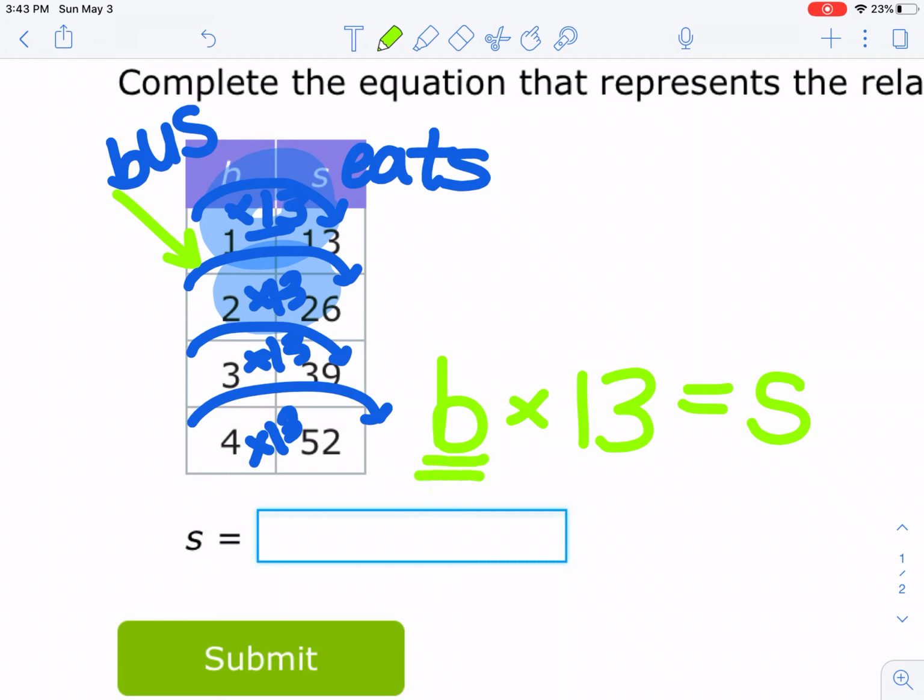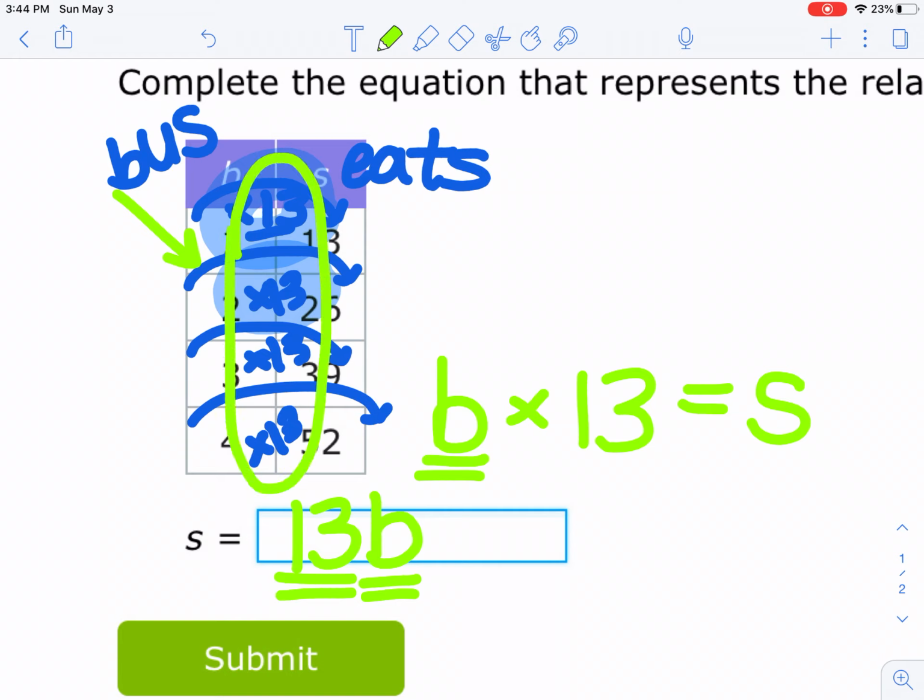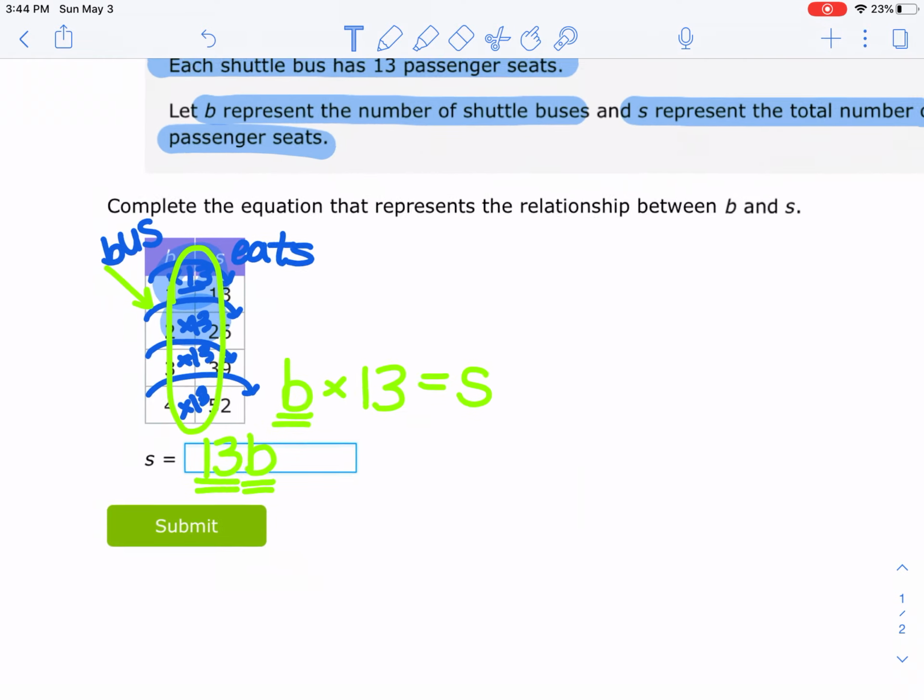I'm also not going to start with the variable first. Remember, in algebra, we don't like that. So I'm going to write it as S equals 13B, and I'm going to use no dot, but if IXL lets you, you can use the dot, but we should know by now that when we see a number touching a variable, that means to multiply. So I'm taking 13, which I found all right here, times the number of buses, equal the number of seats. So that's it. That's what you're doing today.